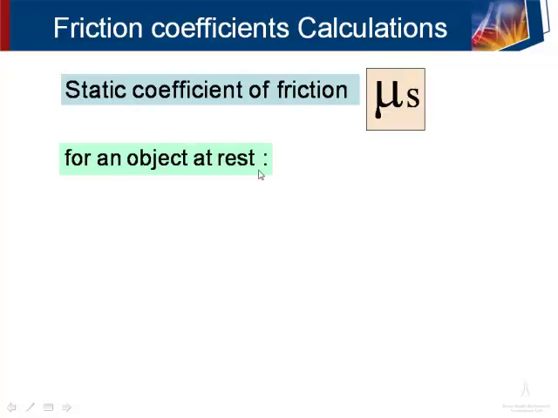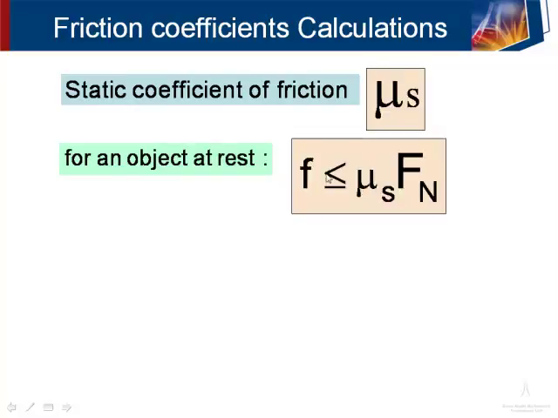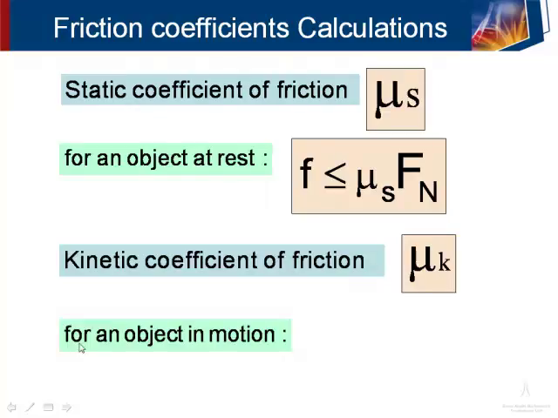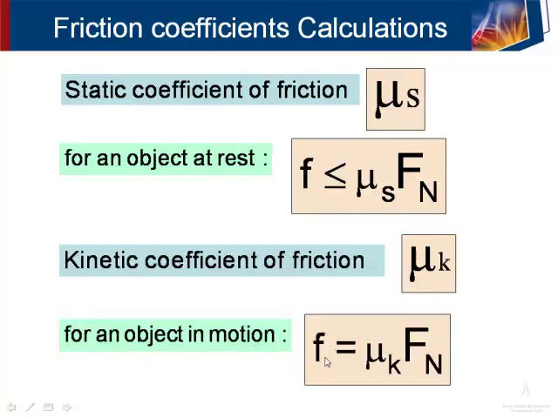For an object at rest, the frictional force will be less than or equal to the following product: the coefficient of friction, the static one, times the normal force. The kinetic coefficient of friction, represented by that symbol, is used when an object is in motion. So the frictional force in this case for an object in motion will equal the kinetic coefficient of friction times the normal force.